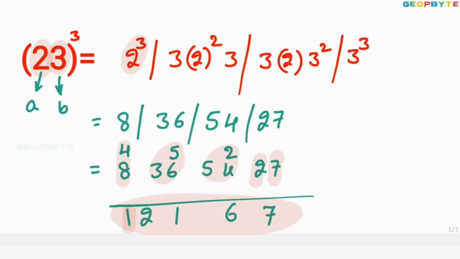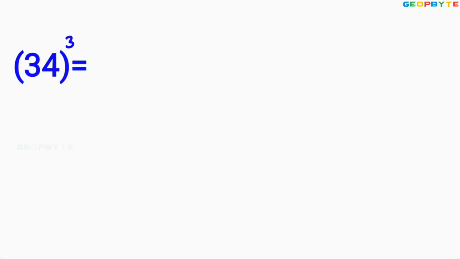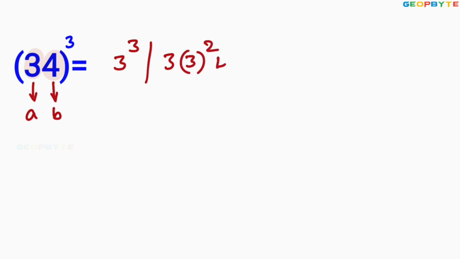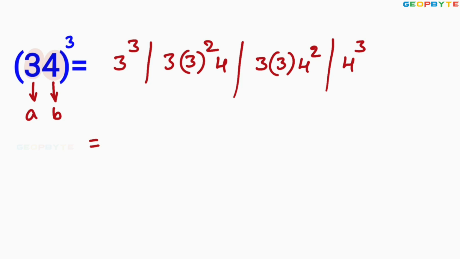Similarly, let us take the other number. Look at the number 34 whole cube. This 3 you assume as A, 4 is assumed as B. Then the formula: A cube, 3 cube, 3A square B, 3AB square, and finally B cube, 4 cube. It is equal to 27.